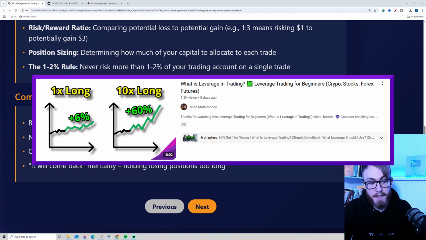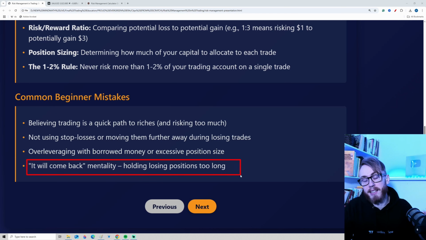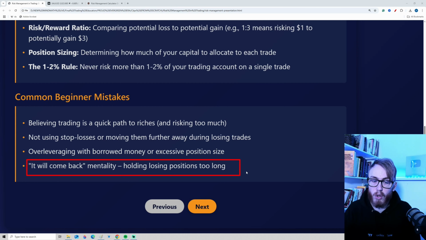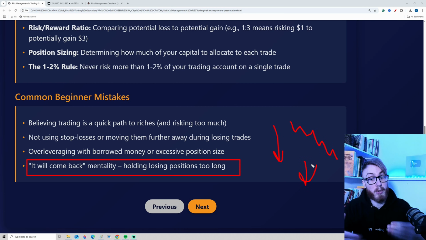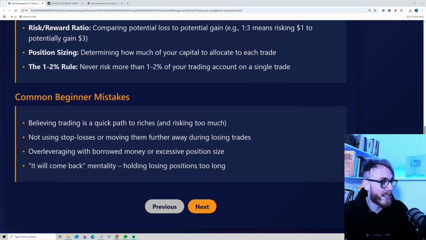Last but not least, another very common mistake is what I call the will come back mentality. And that is basically that you hold on to a losing position for way too long. Perhaps you move down your stop loss, the price continues to go down, you move down your stop loss even more, and you think, you know, the price will eventually come back. This is a very dangerous mentality.